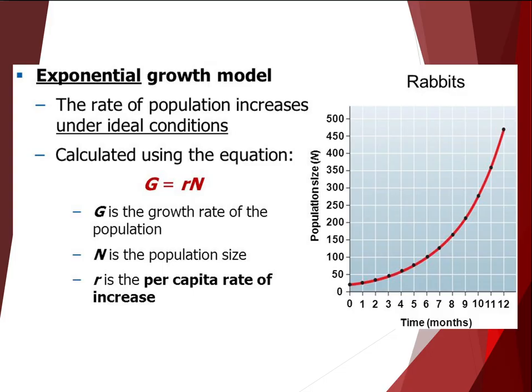Multiplying that lowercase r value by the current population size, which we represent with a capital N, is used to calculate the rate of population growth, which we represent with a capital G, meaning the equation can be written as capital G is equal to little r times capital N. Growing populations have a positive r value, hence big G is also positive. Declining populations have a negative little r value, hence big G is negative.